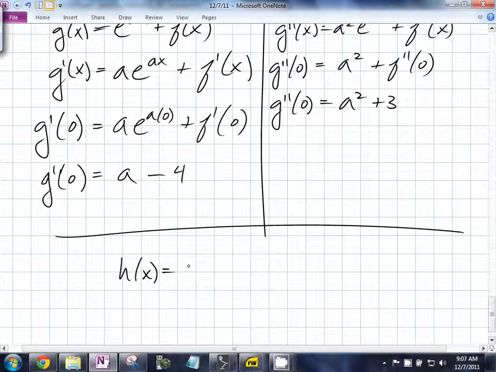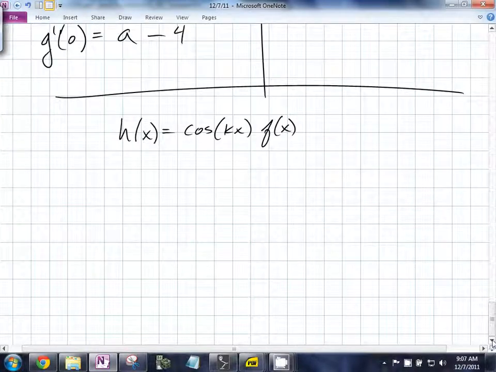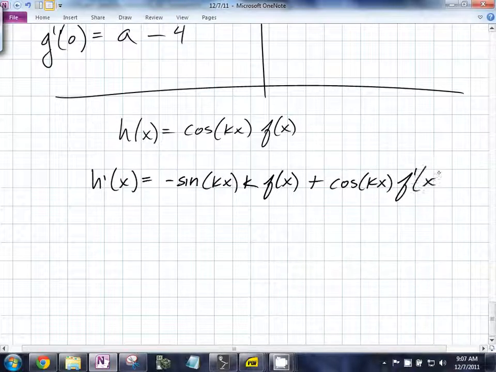Okay, so to find the derivative of this, what do you need to use? Product rule. H prime of x is going to be the derivative of the first, which is negative sine kx times k times f of x plus the first times what? F prime of x, right? So that's our derivative function. We need the slope at 0. So h prime of 0 is going to be negative sine of 0 times k times f of 0 plus cosine of 0 times f prime of 0.